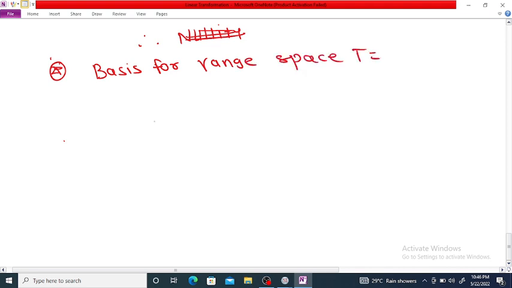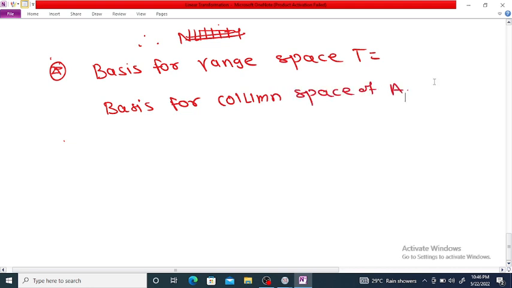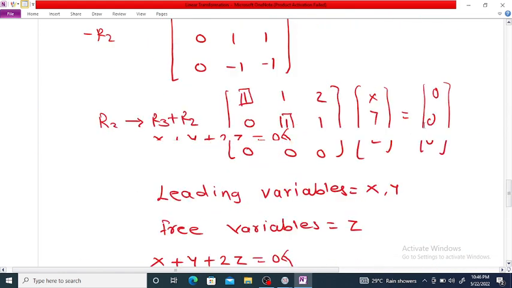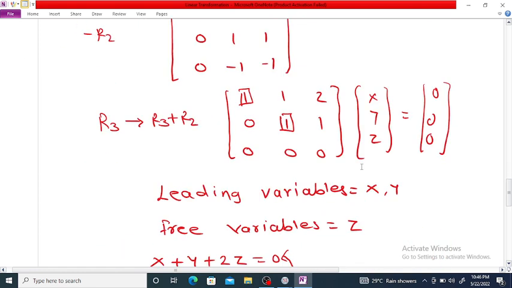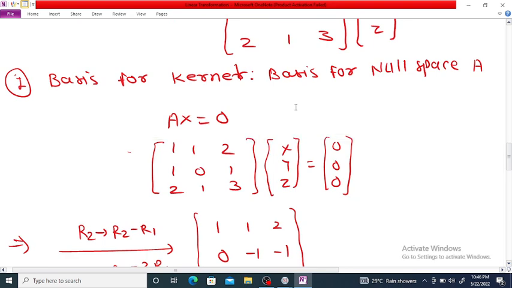Now which is same as basis for column space of A. So now what is the column space of A? The column vectors corresponding to leading one form a basis for column space of A. Here a leading one is present in the first column, and a leading one is present in the second column. So the original column vectors form a basis for column space of A. So it is (1, 1, 2) and (1, 0, 1).